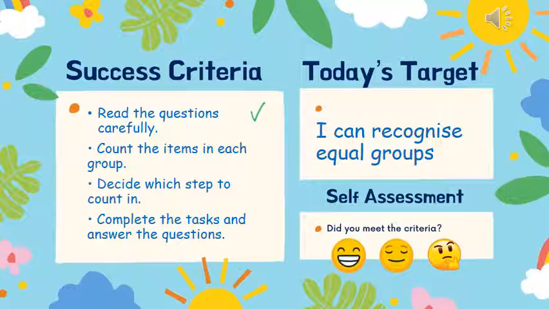and complete the task and answer the questions. Looking at the emojis for the self-assessment, did you meet the criteria? Did you follow all the steps? Did you get them right? If you did, a big smiley face and well done to you. If you got most of them right, then you're the middle one. And if you've got the thinking confused face, then it's perhaps time to redo the lesson and have another go until you feel more confident and understand the lesson better.